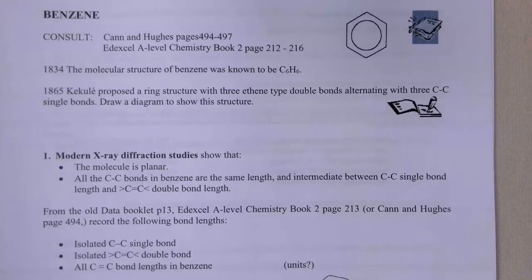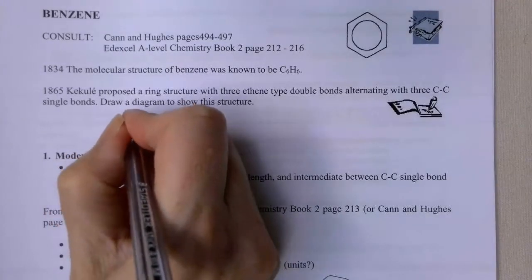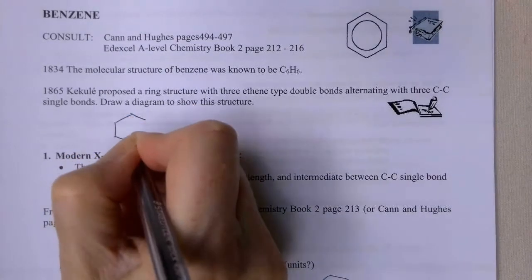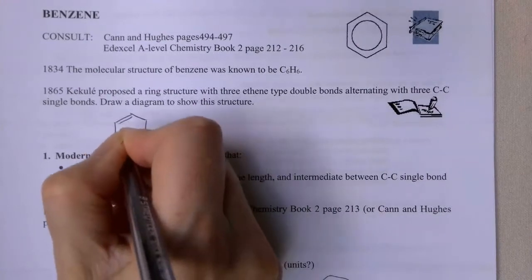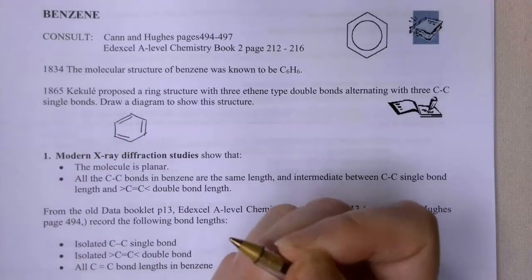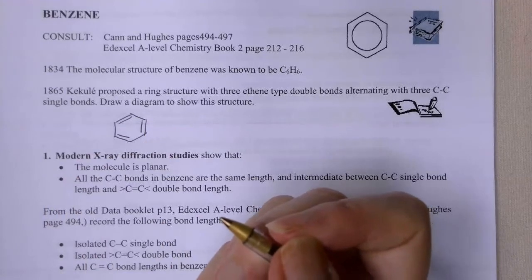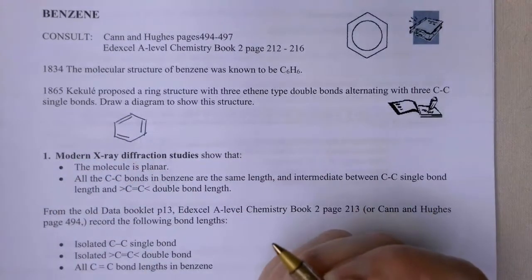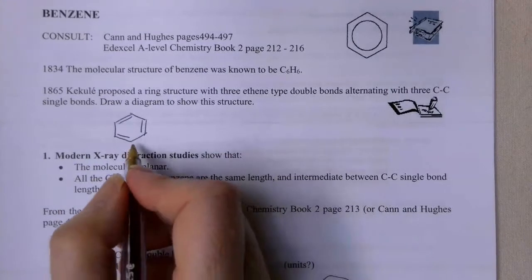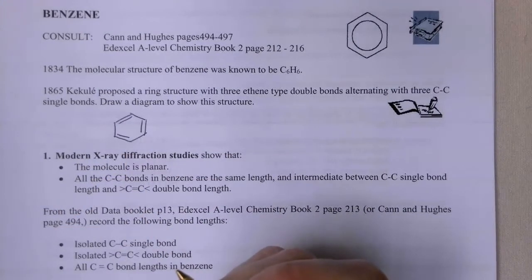So for a long time we knew that the molecular formula of benzene was C6H6, but people struggled to come up with a structure for this molecule. Then in 1865 Kekule proposed this structure, a hexagonal ring of carbons with alternating single and double bonds. And in many textbooks you will still see the ring structure drawn out like that, and it's perfectly acceptable in your exam to draw it out like that.